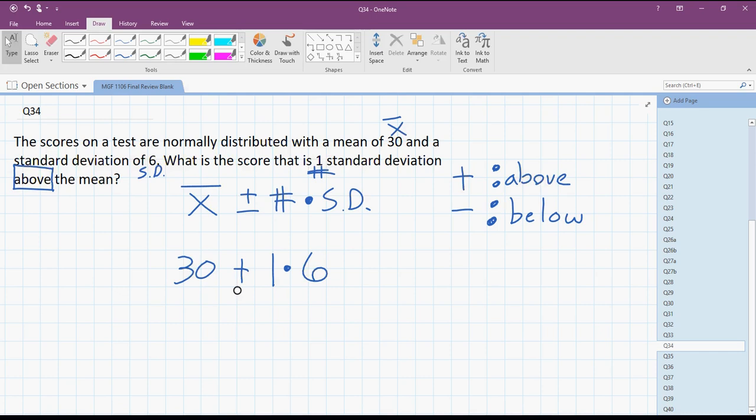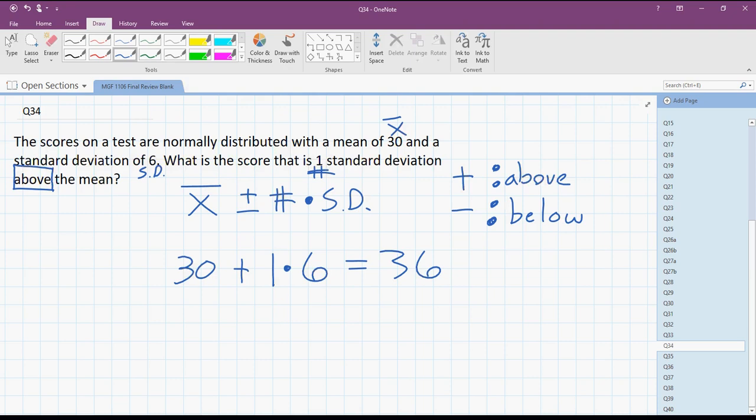This number right there is the number that they want. How many standard deviations do you want to go? We want to go 1 standard deviation. That's why the 1 is there. And then we're going to multiply that by what the standard deviation is. It says there's a standard deviation of 6. That's where the 6 came from. All you do is you do your multiplying and then add 30, which in the end, Brandon, you said gives us what? 36. So that is a score of 1 standard deviation above the mean.